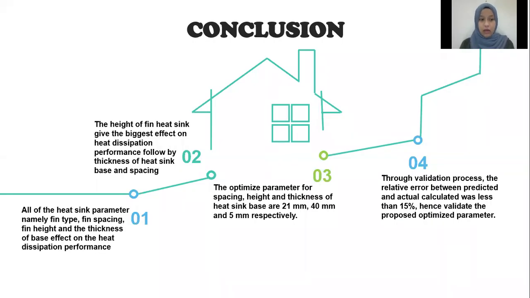As a conclusion, all the heat sink parameters, namely fin type, fin spacing, fin height, and the thickness of base affect the heat dissipation performance. Next, the height of fin heat sink gives the biggest effect on heat dissipation performance, followed by thickness of heat sink base, and spacing. The optimized parameters for spacing, height, and thickness of heat sink base are 21 mm, 40 mm, and 5 mm respectively. Finally, through validation process, the relative error between predicted and actual was less than 15%, hence validating the proposed optimized parameters.